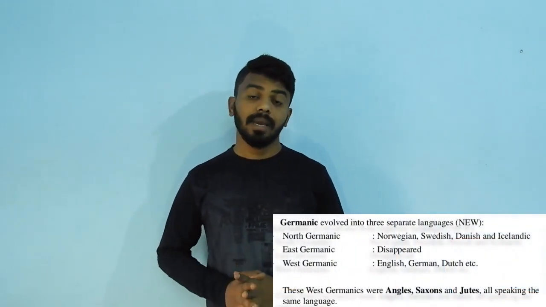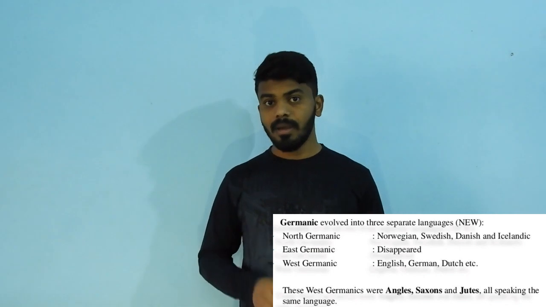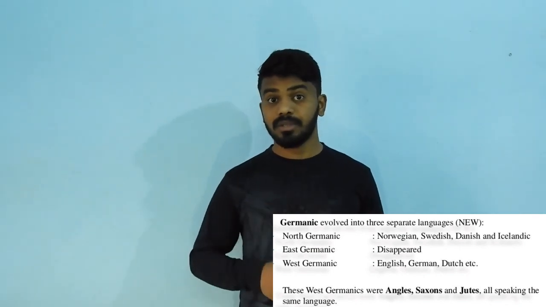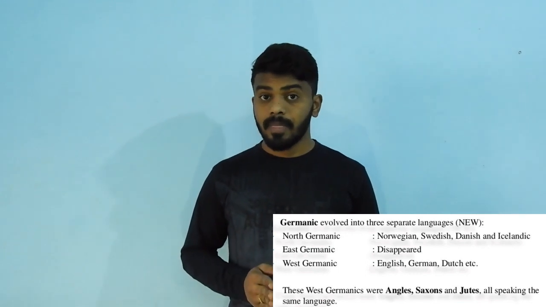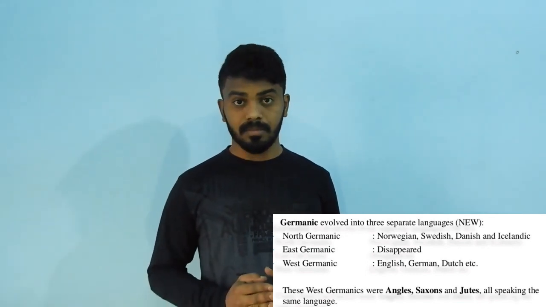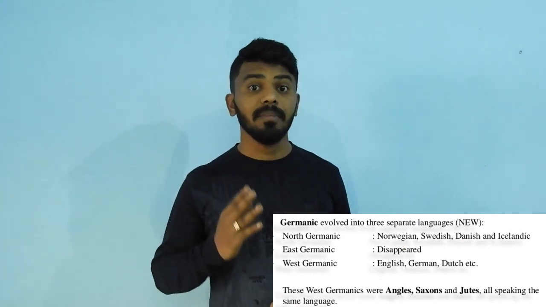The North Germanic languages: Norwegian, Swedish, Danish and Icelandic. And the East Germanic languages completely disappeared. And the West Germanic languages: English, German and Dutch. Hence, the West Germanic people are Angles, Saxons, Jutes who spoke the same language. So as a conclusion, English originated from the West Germanic language. Fine, that is the origin of English. It took 1600 years. And let's go back to grammar.